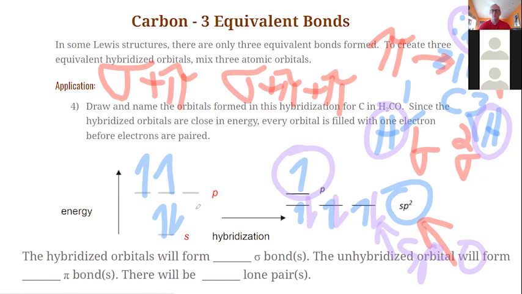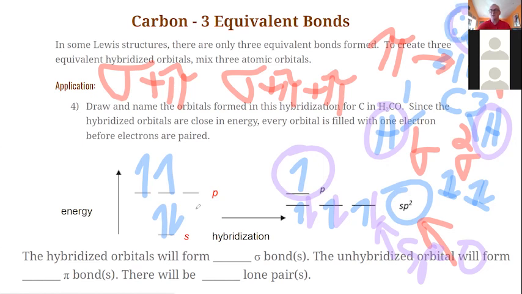Connect with the oxygen. So it's sp2 hybridized, meaning it has one more p electron left. It has two sp2 orbitals. Those are its lone pairs.